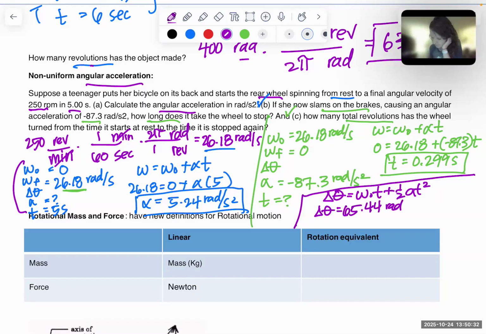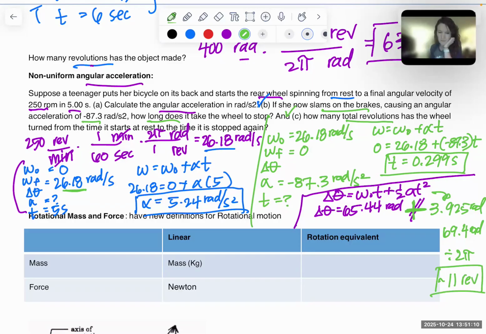65.44 radians. And when I do it for the second part, I'll make it green so it's more clear. I'm going to use that same equation for all the green variables, and that second part is going to be 3.925 radians. And since I was speeding up the first part and slowing down the next part, I would just add both of those together. And we end up with 69.4 radians. And then if I divide that by 2 pi, just to get my revolutions, we end up with about 11 revolutions. So hopefully if you work with that math, you will get the same thing too.